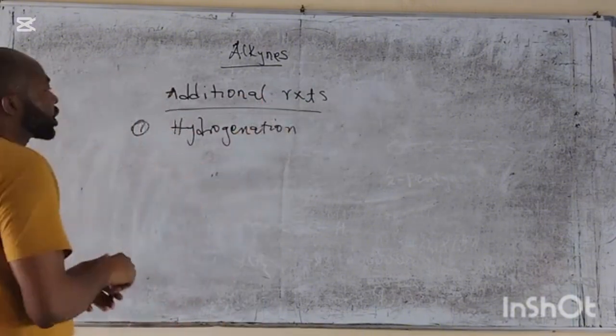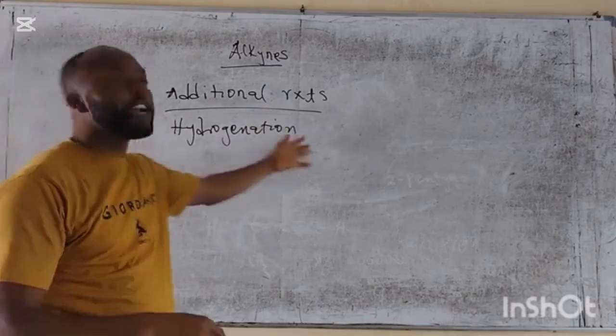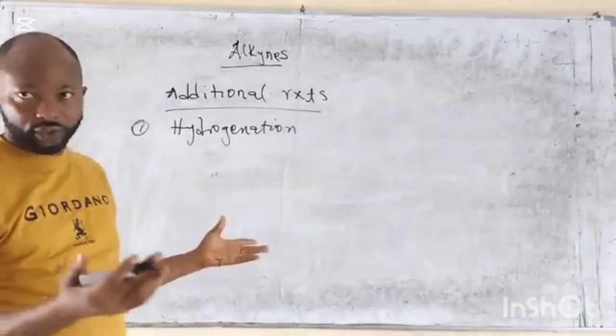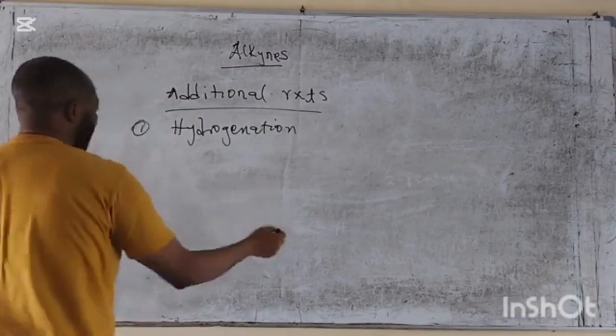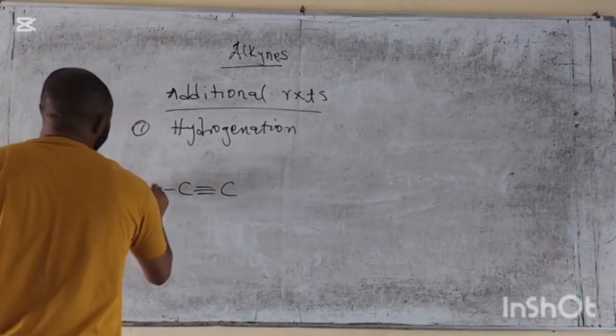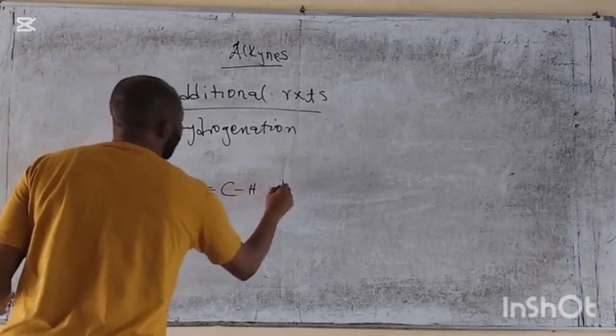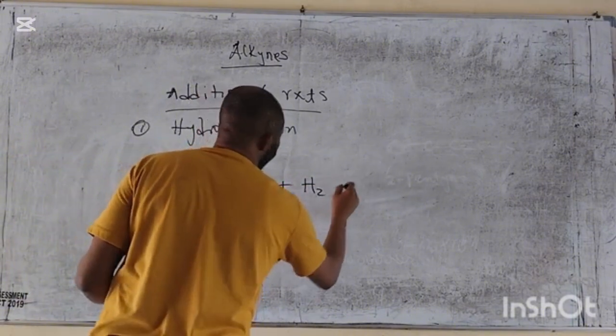Now, hydrogenation is a reaction that takes place with the hydrogen replacing the double bonds. So, let's take the simplest member, which is ethene. This is what we have, plus a hydrogen molecule. What do we get?